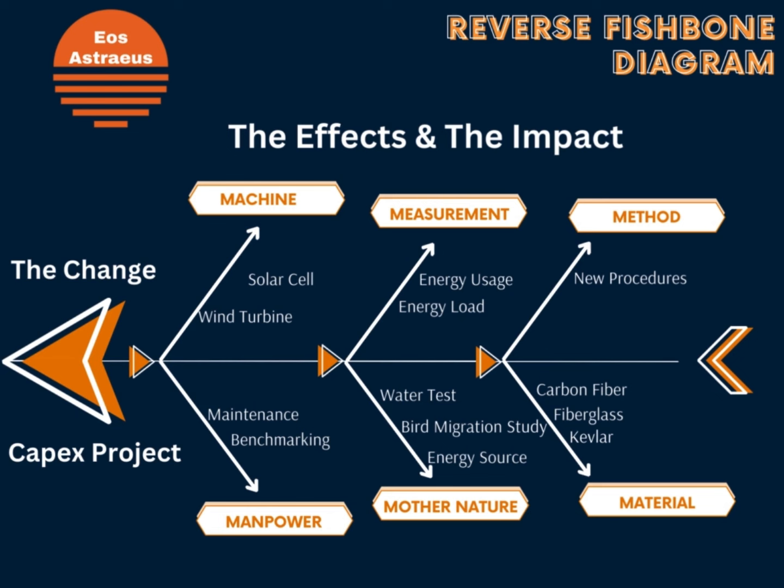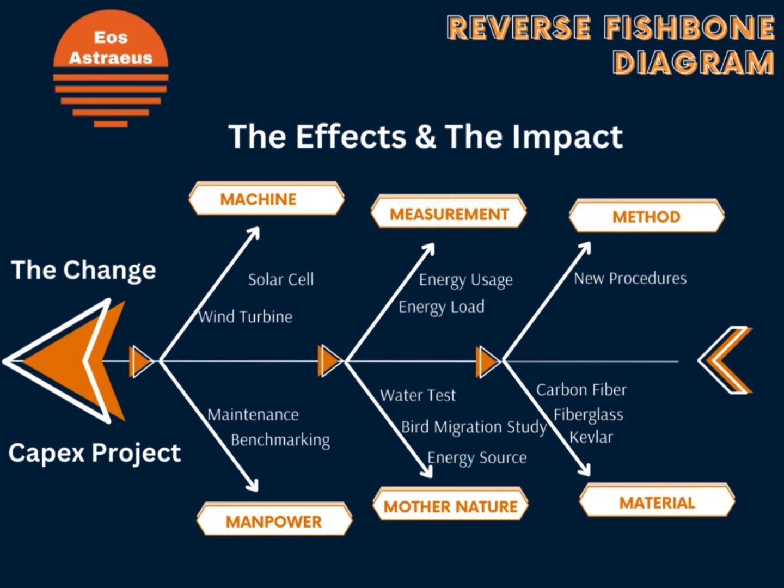The same thing here with the measurements: the way you measure energy usage, the way you measure energy load, bird migration studies, seasonal effects, and so forth. That has an impact on the energy usage as well: how hard the wind is blowing, if there's a storm, if it's summer, if it's winter, and so forth. Types of materials, whether it's carbon fiber, fiberglass, or Kevlar that's used on fan blades for windmills. And then you have the method as well: new procedures that'll need to be put in place before making this big change.